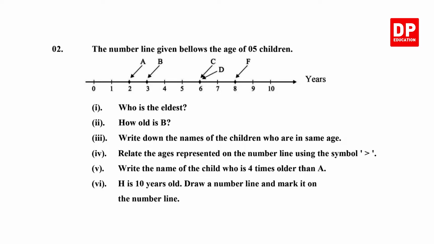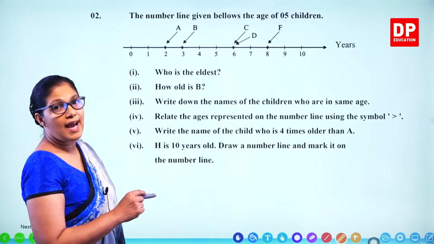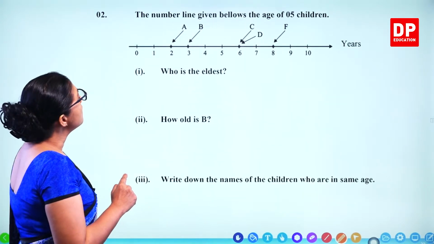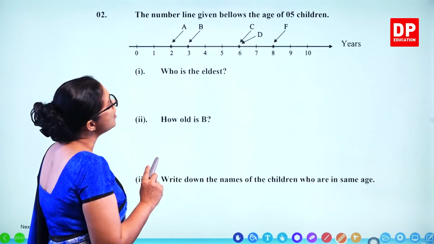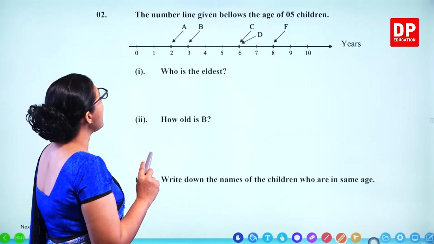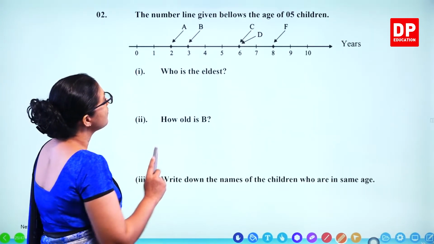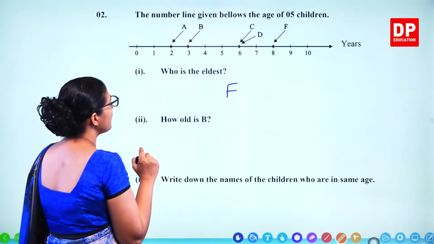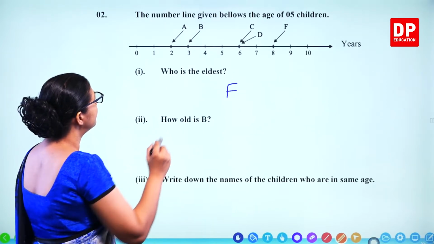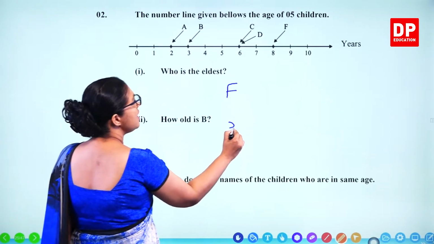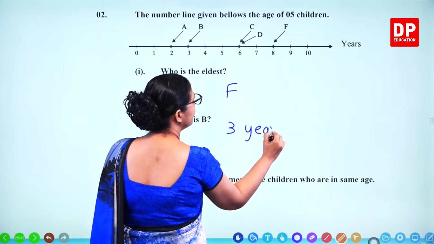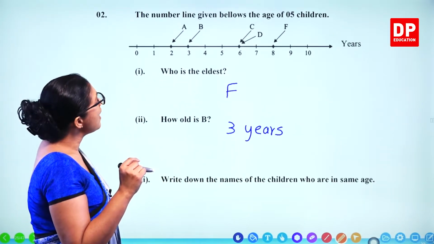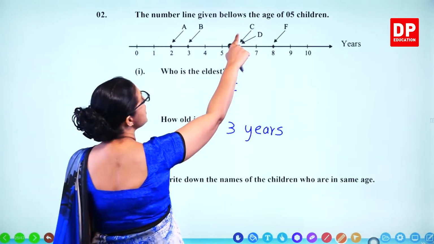Question number 2 is related to number line. So let's do that. The number line given below is about the age of 5 children. Who is the eldest? So eldest is here. That's F. How old is B? B is here. That's 3 years. And write down the names of the children who are in same age. So C and D.